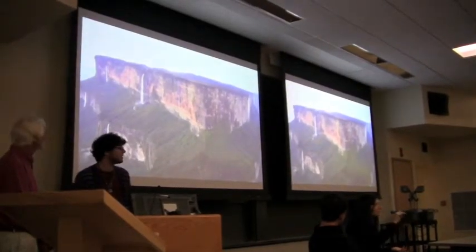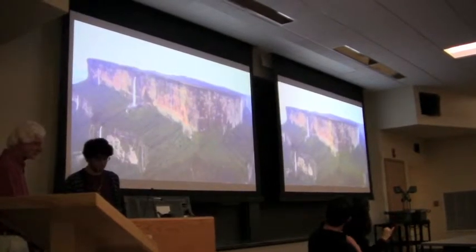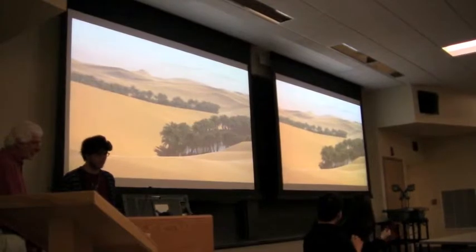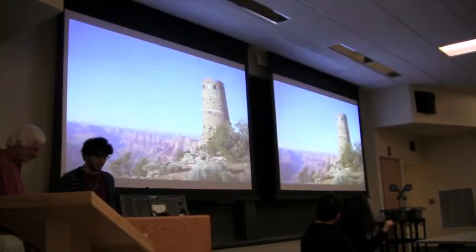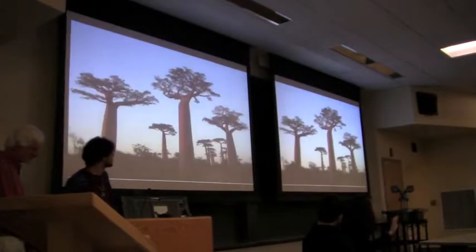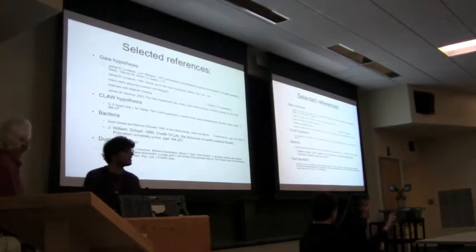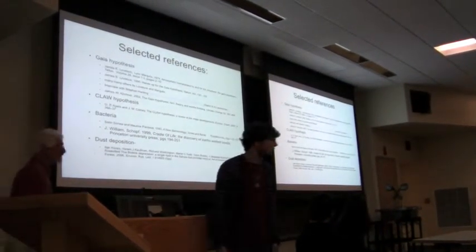These are the tepuis in Venezuela, home of Angel Falls. I think this is Mount Roraima, inspiration for Sir Arthur Conan Doyle's The Lost World. This is the Sahara Desert. This is Patagonia in South America. This is the Grand Canyon. And these are trees called baobabs in Madagascar. So if you guys have time, watch the rest of that interview by Stephen Harding. It'll blow your mind.